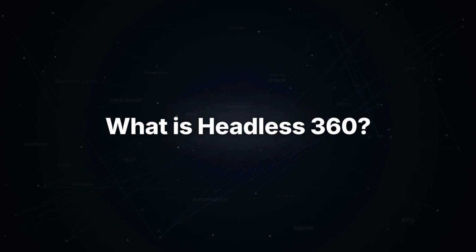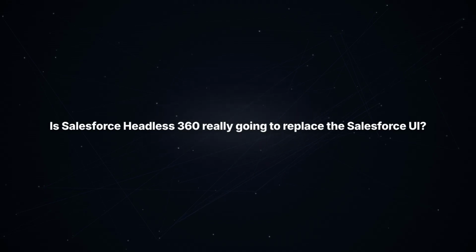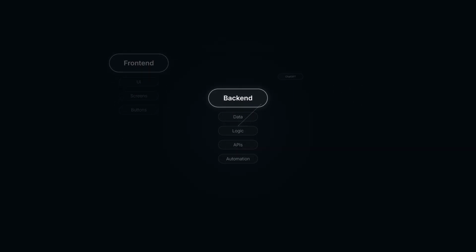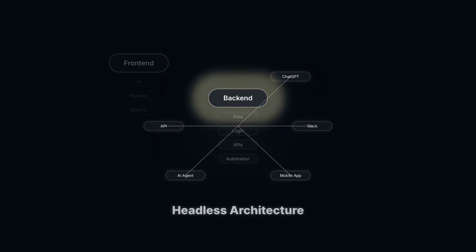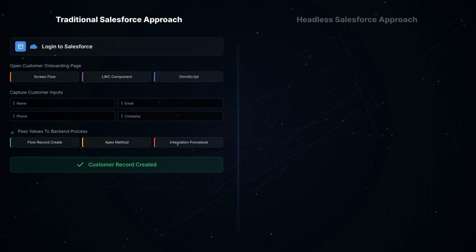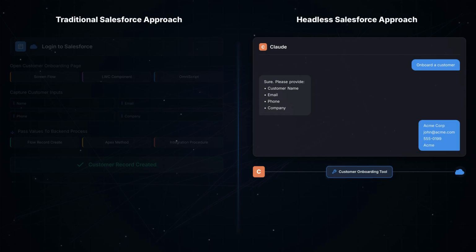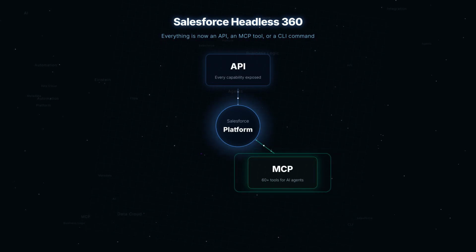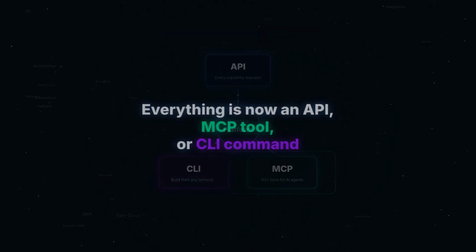The journey starts by understanding what Headless 360 actually is and answering one of the most important questions in the Salesforce ecosystem right now. Is Salesforce Headless 360 really going to replace the Salesforce UI completely? Or is it an architectural shift that makes Salesforce accessible across multiple platforms using APIs, MCP, and modern headless architecture? We compare the traditional approach of working with Salesforce application versus the modern headless approach. You will understand how Salesforce is gradually making the entire platform accessible through APIs, MCP tools, and CLI commands.